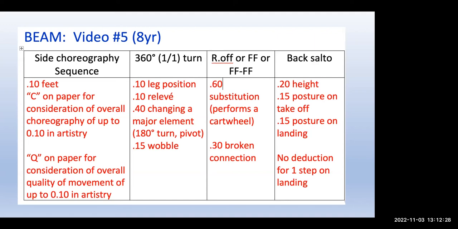Okay, for the round off skill. So the round off, she does a cartwheel. So that's substituting a skill, which is the value of the element. And then she broke the connection. That's supposed to be directly connected and goes into the back salto dismount, height, posture on landing, posture on takeoff. No deduction for the step on landing. We don't deduct for that.